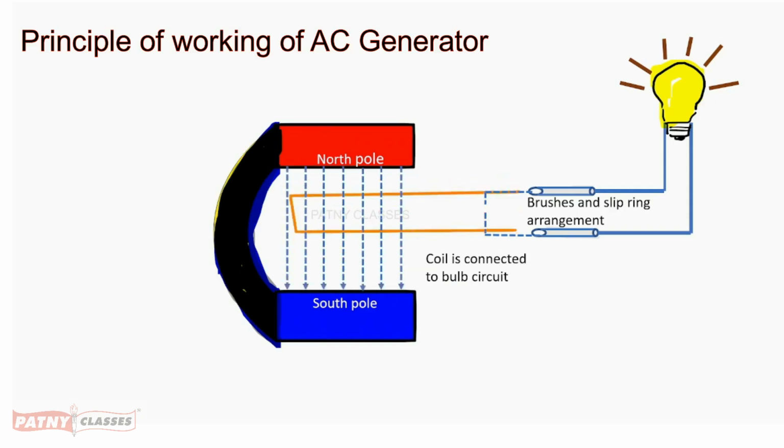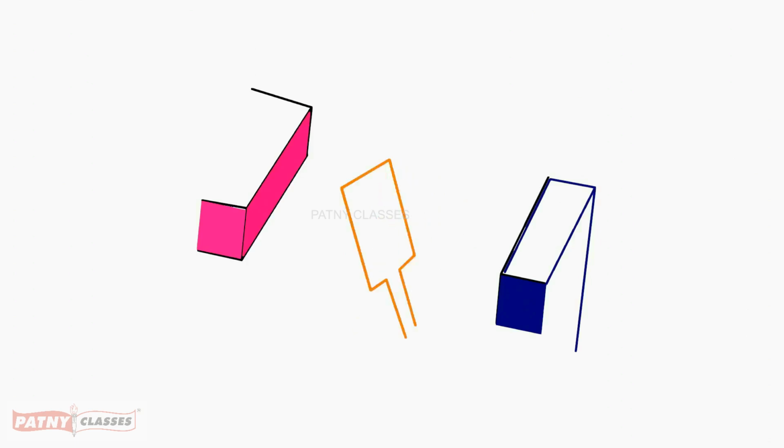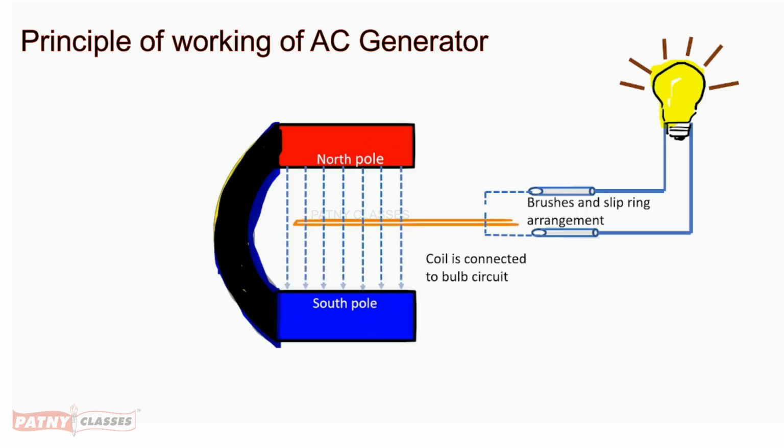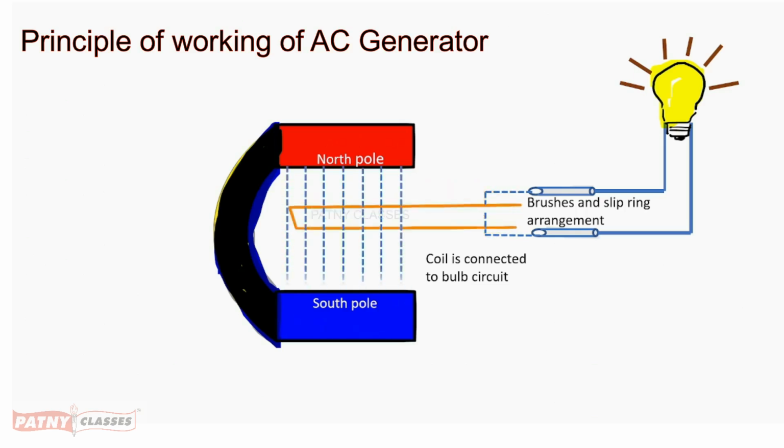While the coil is rotating in the magnetic field, it cuts magnetic flux, and whenever the magnetic flux linked with the coil changes, the EMF is produced in the coil. This is the basic principle of AC generator.